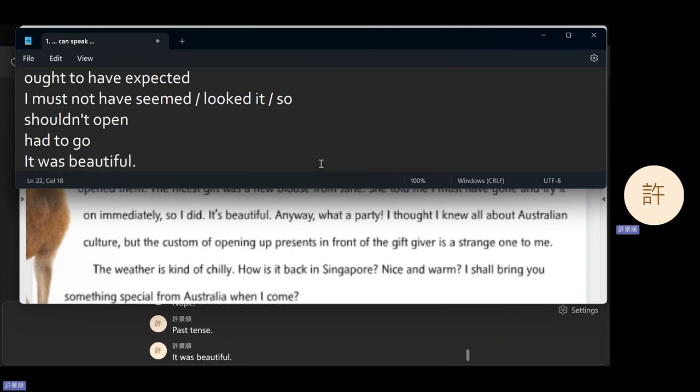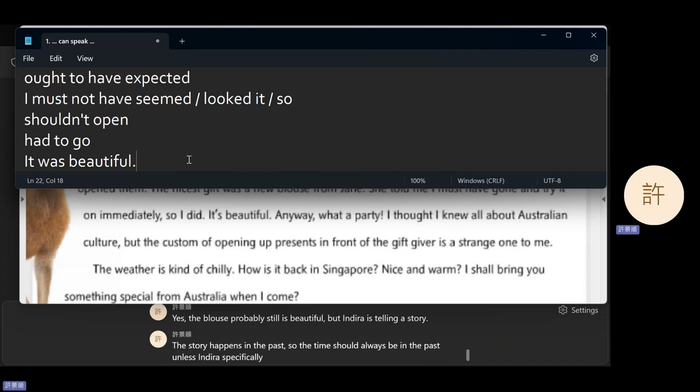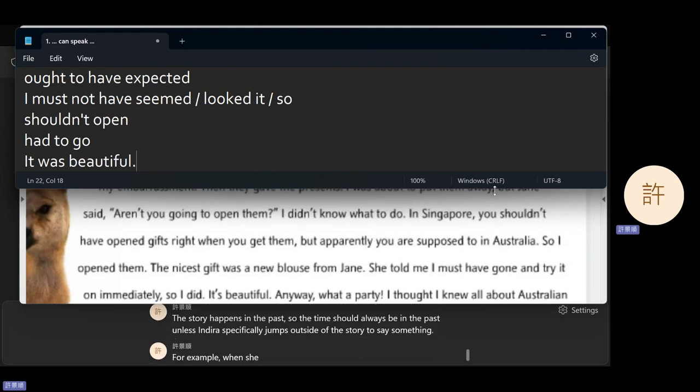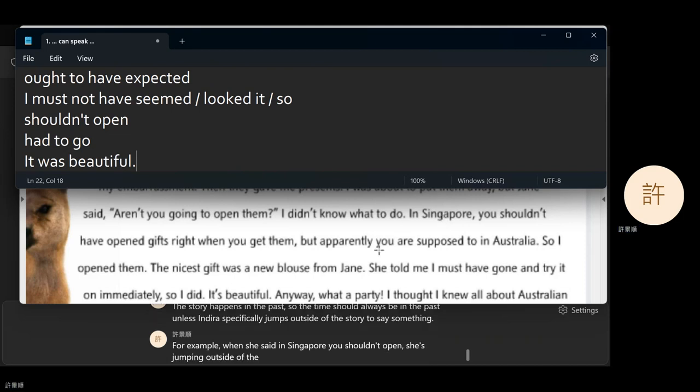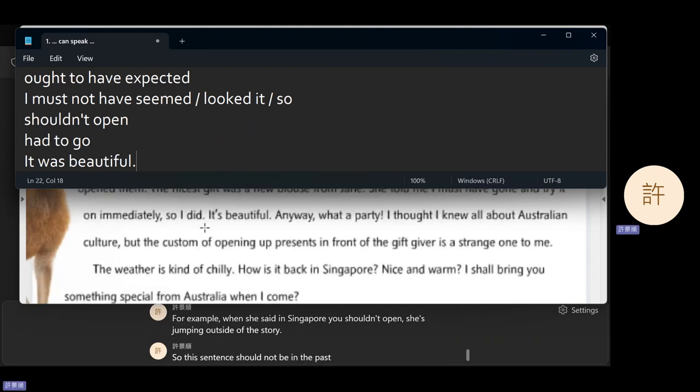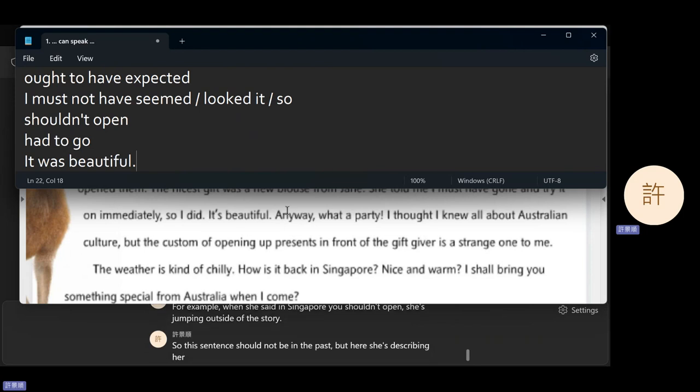Yes, the blouse probably still is beautiful, but Indira is telling a story. The story happens in the past, so the time should always be in the past, unless Indira specifically jumps outside of the story to say something. For example, when she said, in Singapore, you shouldn't open, she's jumping outside of the story. So this sentence should not be in the past. But here she's describing her reaction to the blouse at the time, her first reaction, so it should be in the past.